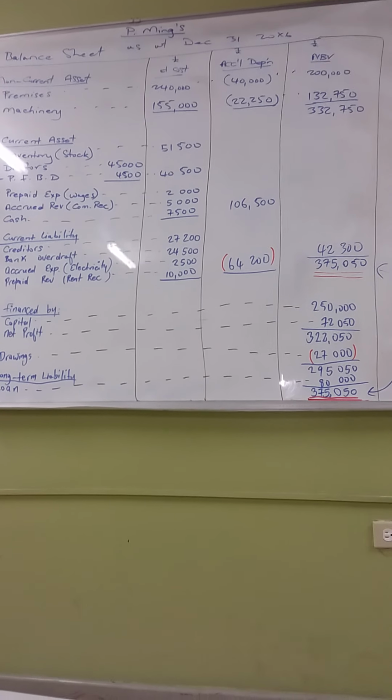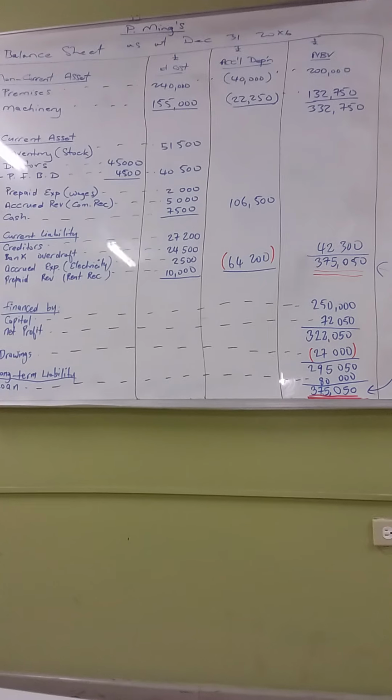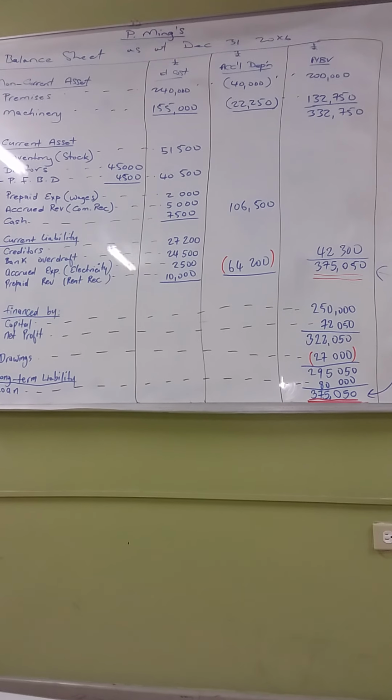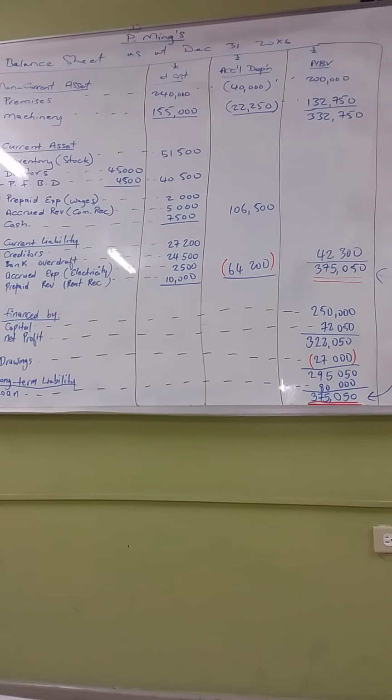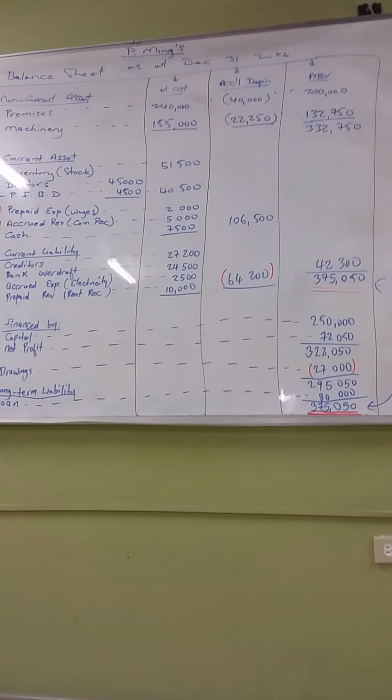So the accumulated depreciation, meaning the depreciation as at the end of 2006, which is the 16 plus the 24, gives you 40,000. You minus that from the 240,000, you get net book value of 200,000, right?